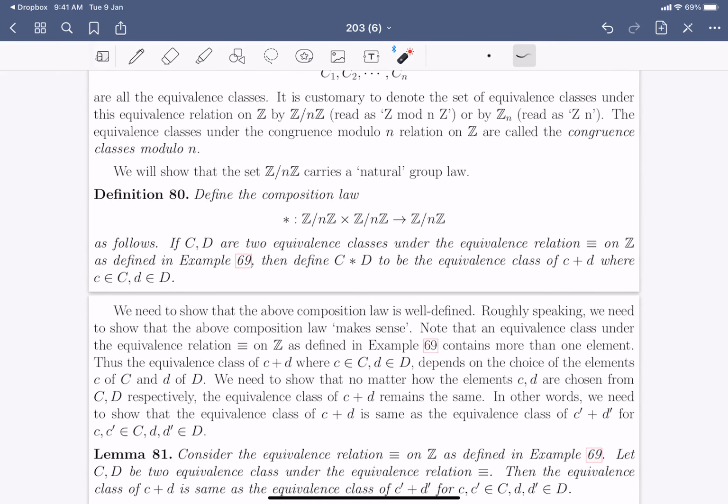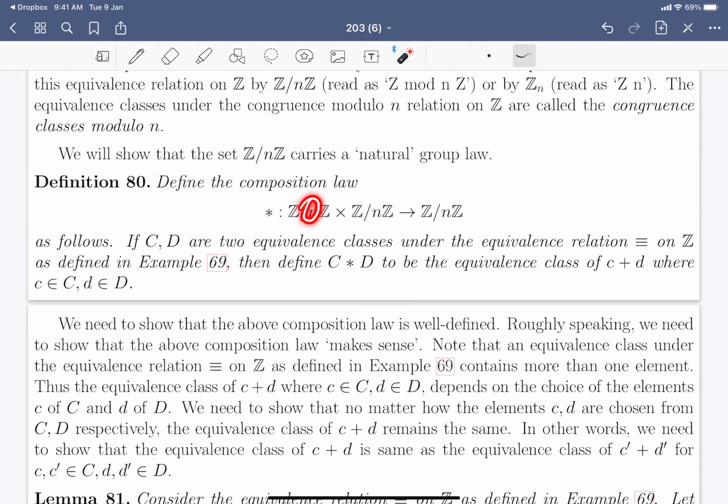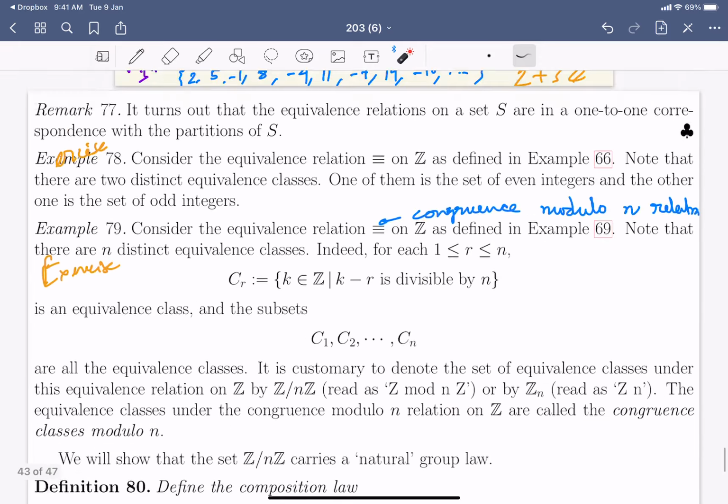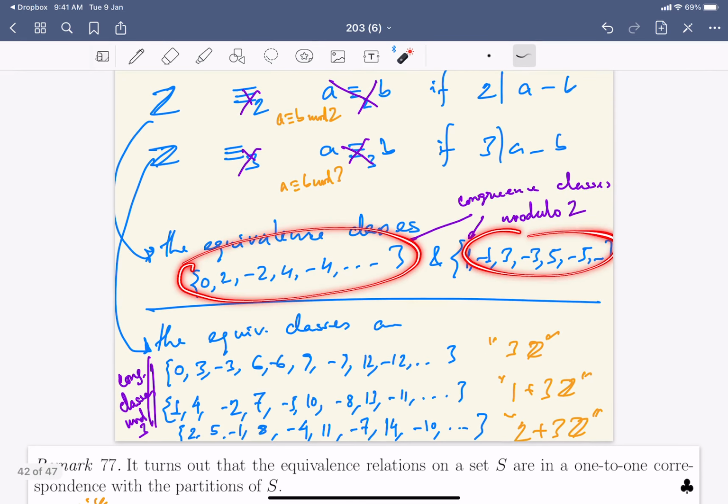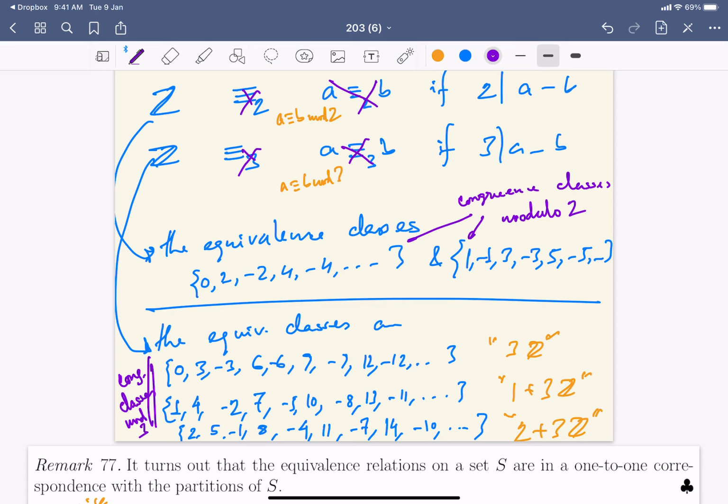If you just focus on the baby version of this, when n is equal to 2, how do you define C star D? For example, how do you add this equivalence class with this one? Sorry, this is not a good one. This is the equivalence class of 0, or 2, whatever, so I will just write 0. And this is the equivalence class of 1.